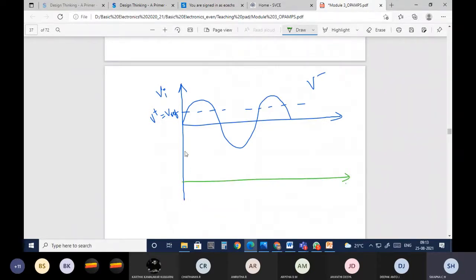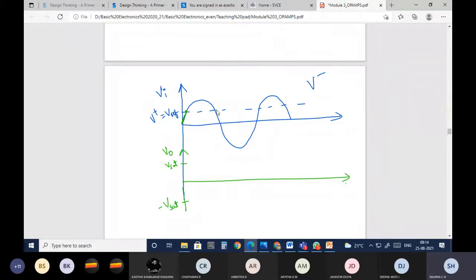Now I need to plot the output waveform. Output V0, as you know, will be either plus VSAT or minus VSAT. How are we going to get plus VSAT and minus VSAT? It depends on the input waveform. This is fixed and the input is varying, so based on the input, my output will be plus VSAT or minus VSAT. First, this is the reference line, so we will see the waveform above this line and below this line. We'll start from here. This entire portion is below this reference voltage.